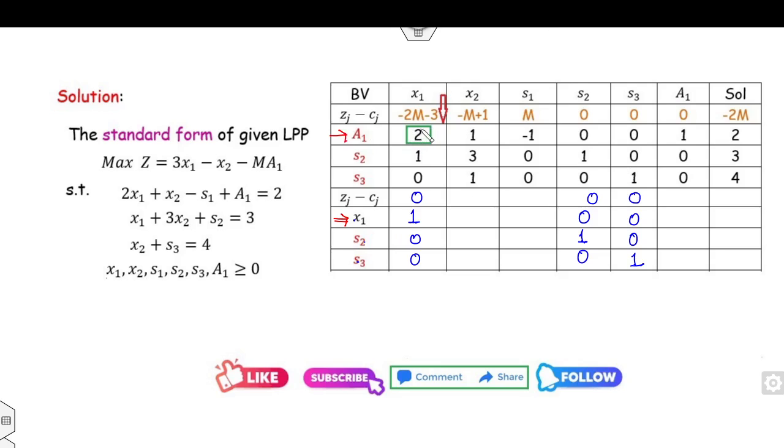Divide this complete row by the box element. It's a 1 divided by 2. Fine. 0 0, 1 over 2, and 1. Is it okay? Fine. Now how can you compute the rest of the values?